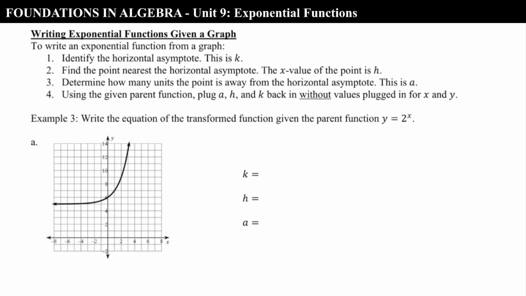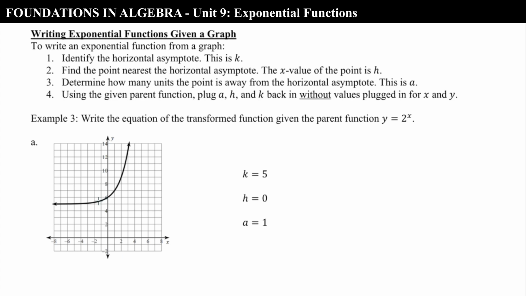Using the given parent function, we will plug a, h, and k back in without the values plugged in for x and y. Okay, so for a, first we're going to find our asymptote. Our asymptote is at y equals 5, so our k is 5. Then we're going to find our point that is above the asymptote, which is, in this case, 6. So this is y equals 6. We want the x value off of it. So our h value is 0. And then how many units the point is away from the asymptote is 1. So our a is 1.